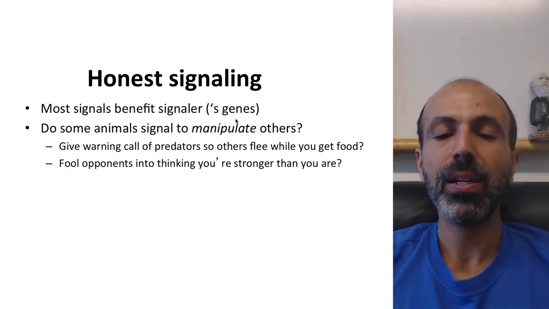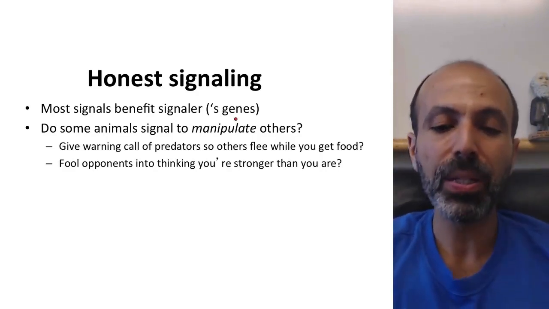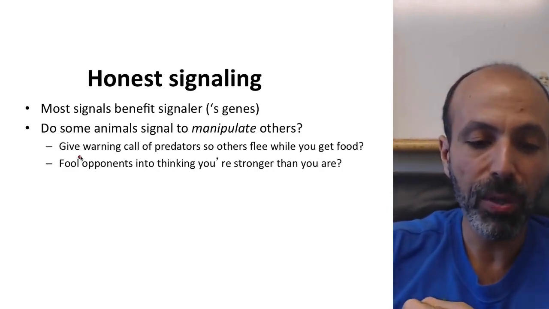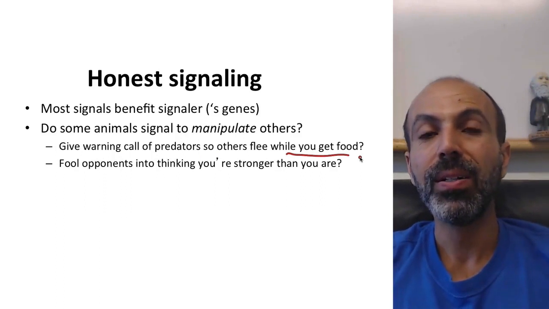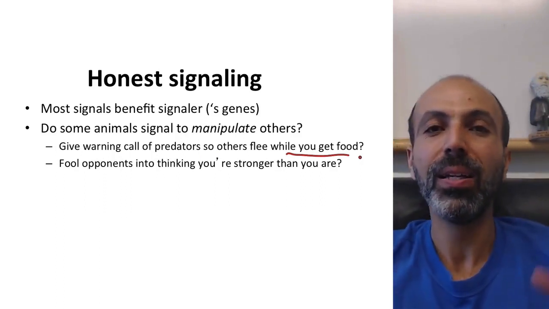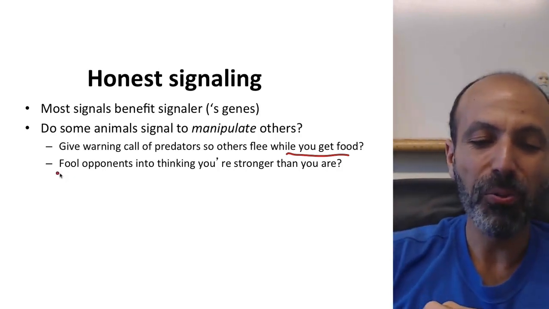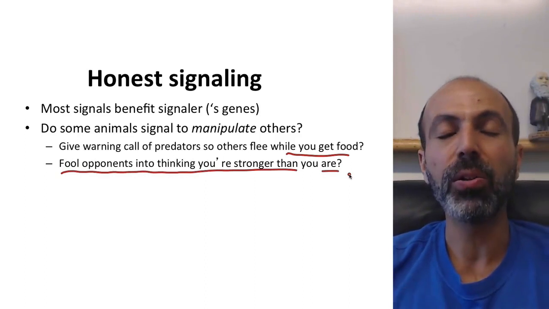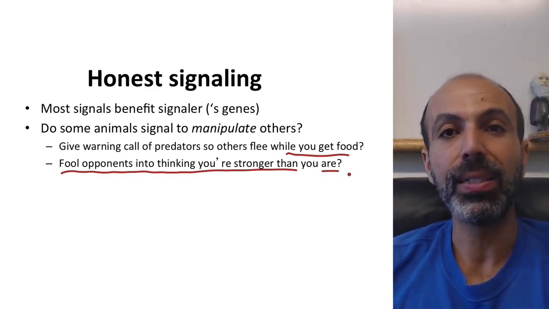Most signals tend to benefit the signaler and in that regard tend to benefit the signaler's genes. But the question is, do some animals signal in a way to manipulate others? For example, could you give a warning call of predators so others will flee while you get food? There are some birds that will actually do this. They'll do an alarm call and then go after a prey, basically making others get out of the way. It's a little bit freaky. Or they'll fool opponents into thinking you're actually stronger than you really are. So these will be cases of dishonest signals.